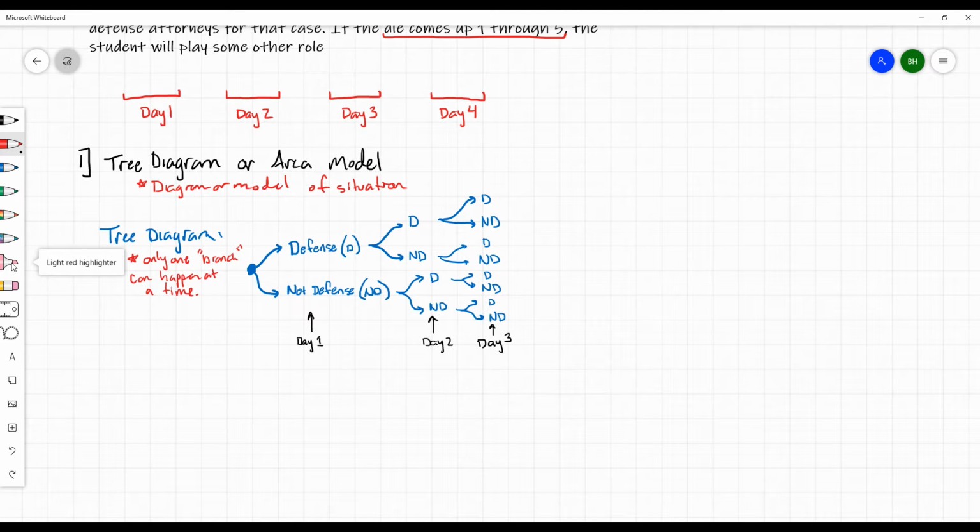You can't go through a couple different branches. You can't be the defense and not the defense. So you can't follow 2 different routes at the same time. Okay. So this is 3 days. Let's go ahead and finish our diagram.